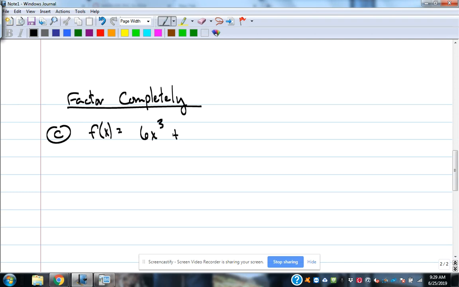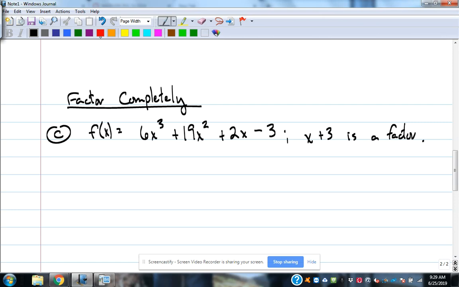So this example C, let's take a polynomial. 6x to the third plus 19x squared plus 2x minus 3. And they tell us that x plus 3 is a factor. Okay. They told us it's a factor. That means that when we do the synthetic division for this, we should get a 0 in the remainder spot. Okay. That's what should happen here.